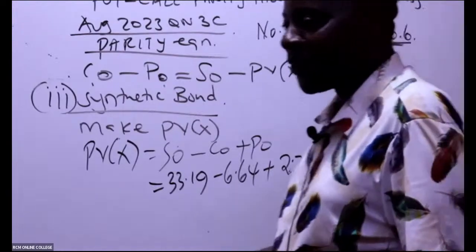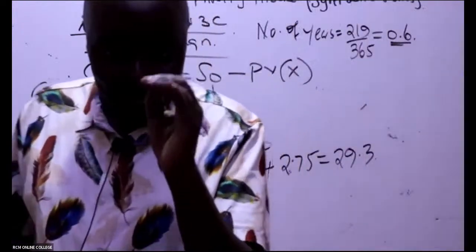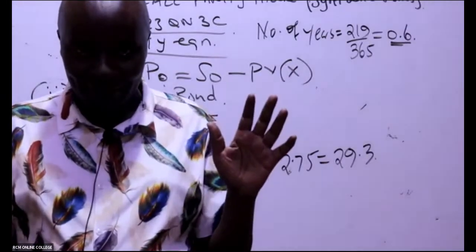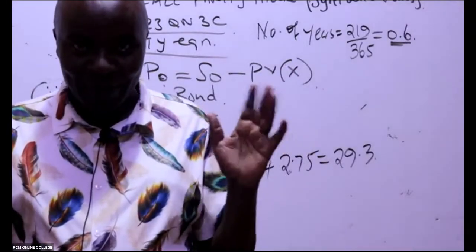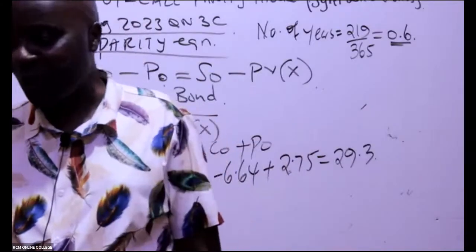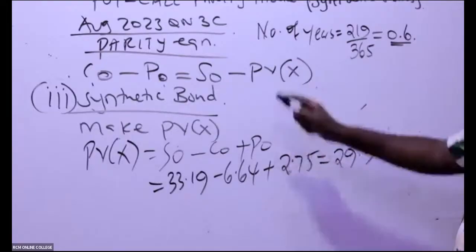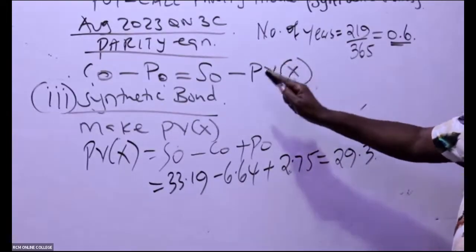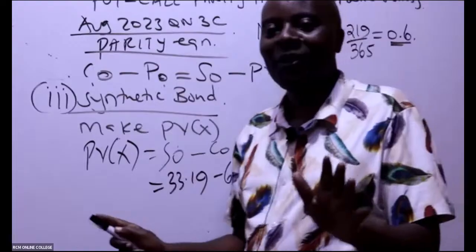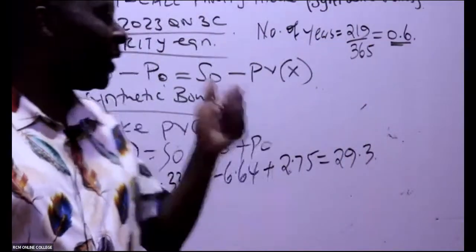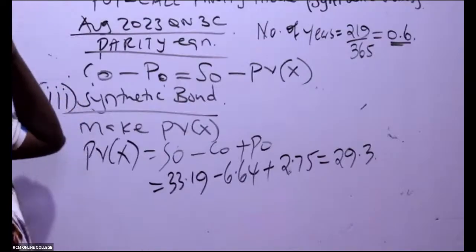29.3. So is there somebody who has been able to appreciate how to do this question in a way that if it came, they'll get all the marks? Any student who has been able to appreciate how Mwalimu has done this question, if it comes. But the most important thing, you must be able to remember the parity equation. If you forget the parity equation, how it looks like, then automatically you will not be able to get it.